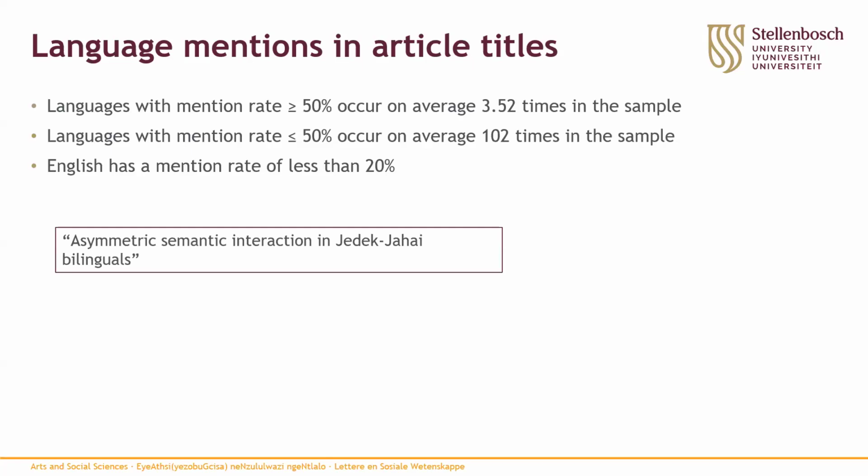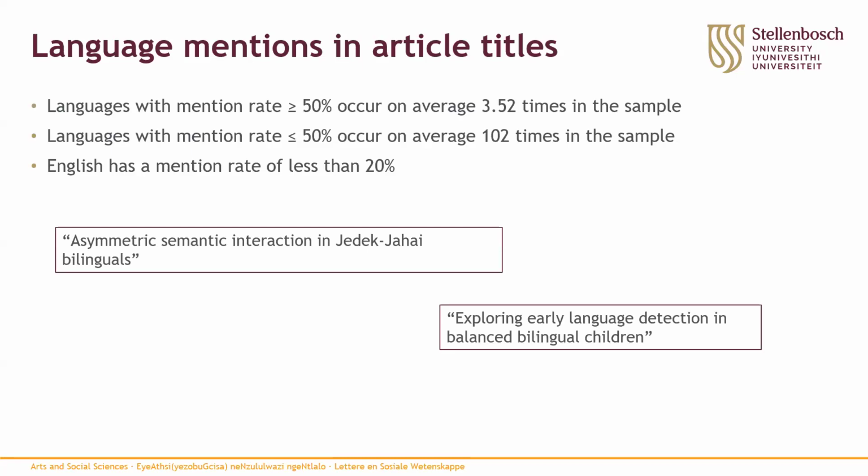So if we think about these 2 examples from the actual data. We have here an article title that mentions this very rare language combination, Jedek Jahai. These are languages spoken in Malaysia. They are very understudied, very infrequent in the sample. This article title makes it very clear what the language under study is, right? Whereas if we look at something like "exploring early language detection in balanced bilingual children," there is no mention of the language combination. We can expect that that paper would be reporting on something like English-French or French-German, something that is very common in the data, right?